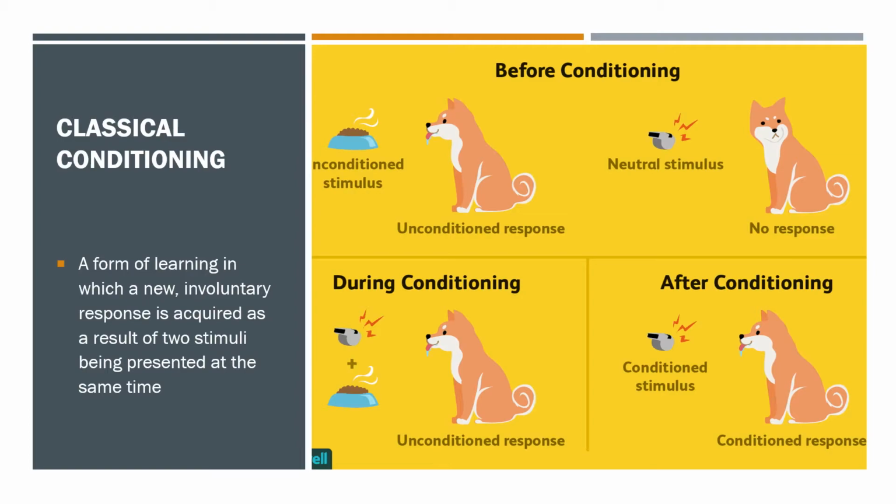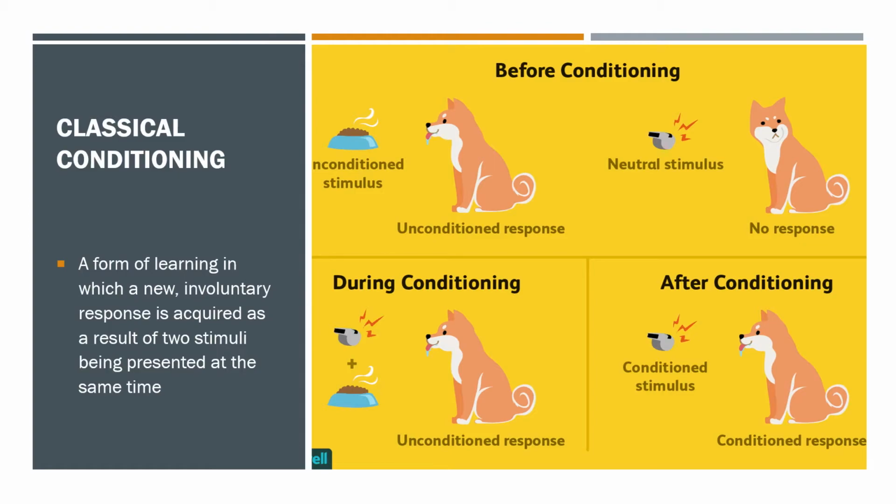Next, we have classical conditioning by Ivan Pavlov. I have spoken about classical conditioning in detail in one of my previous videos. You can watch the second part of personality to get a clearer idea. So, classical conditioning means a form of learning in which a new involuntary response is acquired as a result of two stimuli being presented at the same time. So, we look at this example.